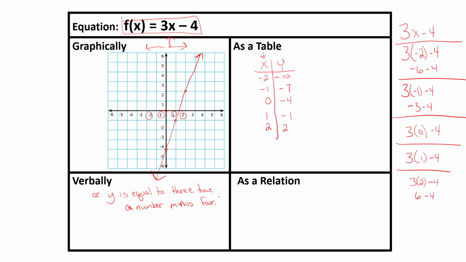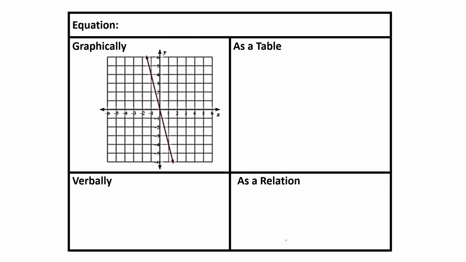All right, and then how would we state it as a relation? We know that a relation is a set of ordered pairs. So we need several sets of ordered pairs that represent this function, that represent this graph, that are consistent with our verbal. Well, where are we going to get several ordered pairs? Our T-chart already has them, so we just need to list them. -2, -10. -1, -7. 0, -4. 1, -1, and 2, 2. And we've finished one problem.